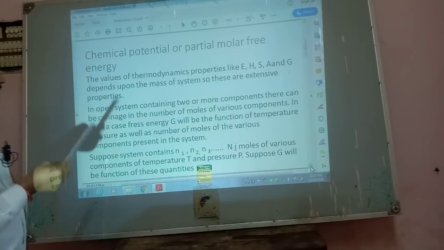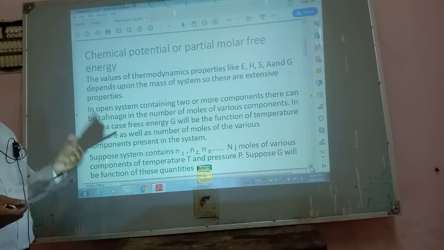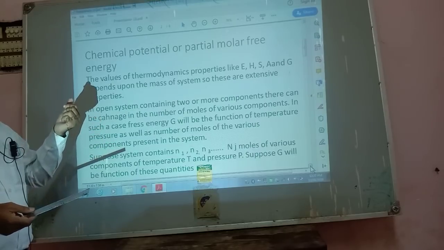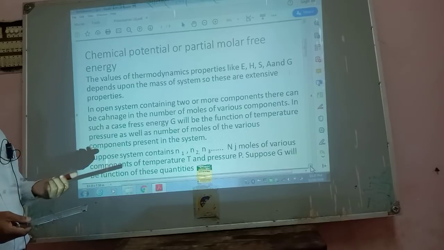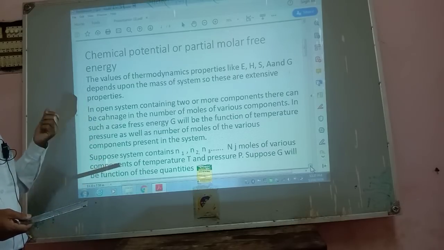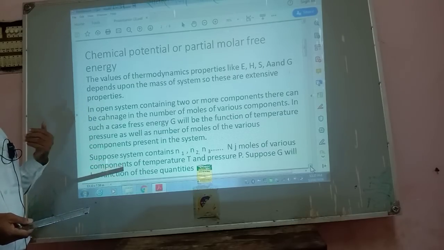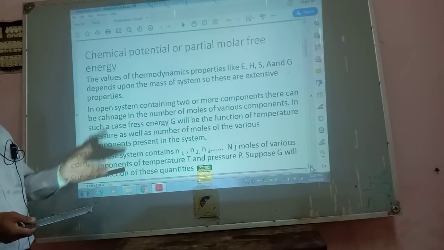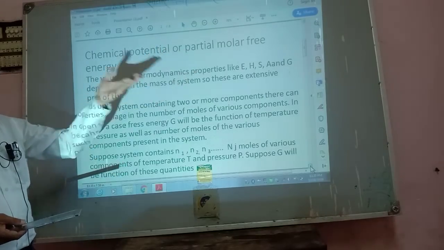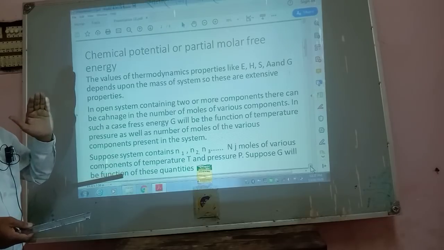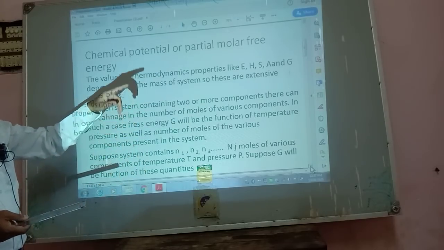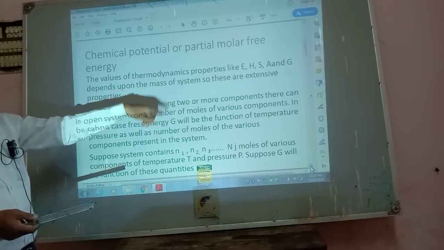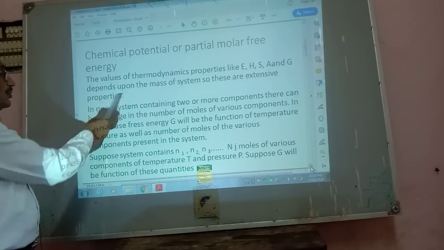This term depends upon the total mass of the system. It depends upon the total number of moles of the system, or the number of particles present in the system. If the number of particles increases, the number of moles increases, and that property increases. If the number of moles decreases, that property decreases. Therefore, we call this an extensive property.